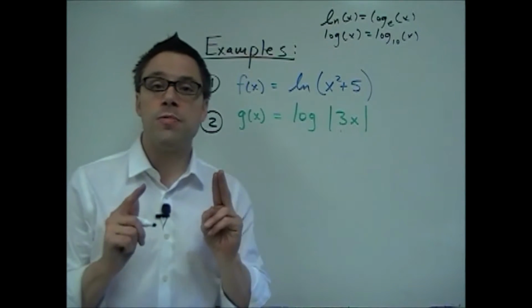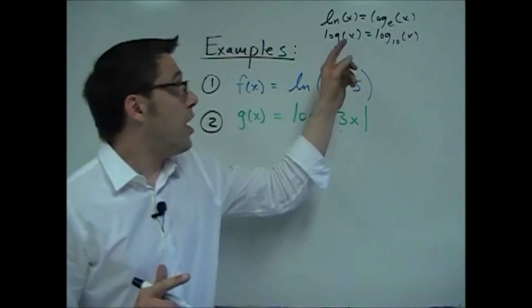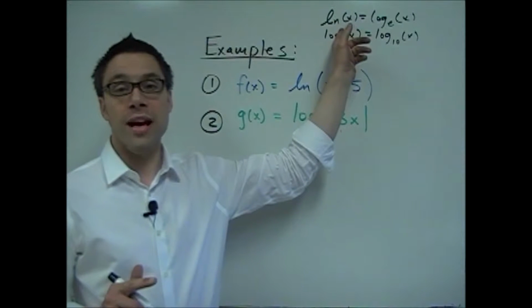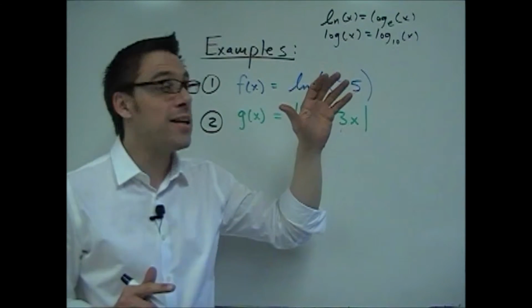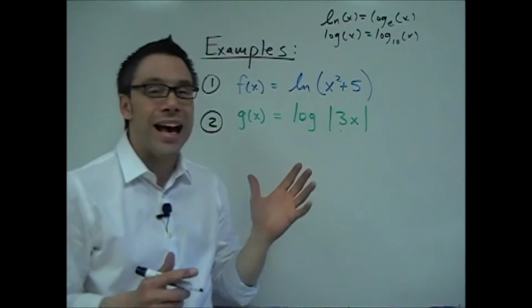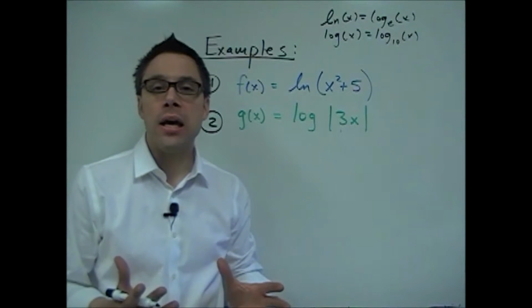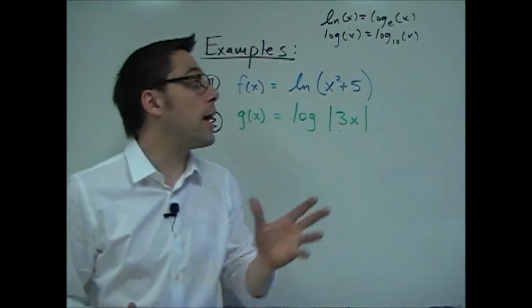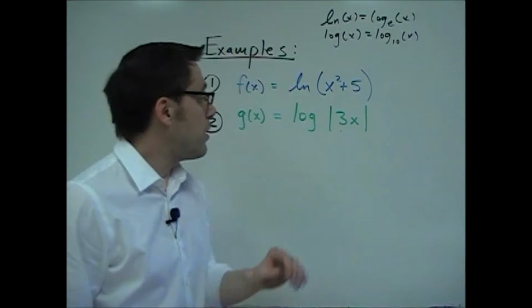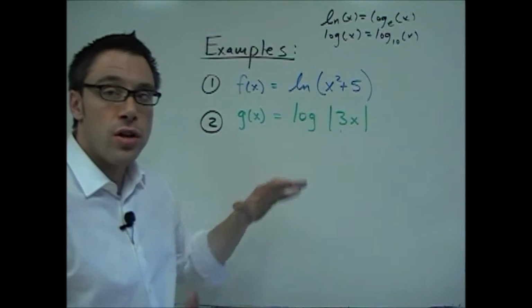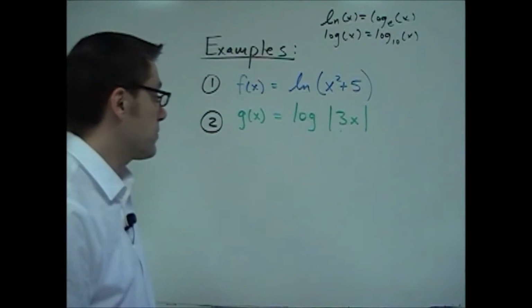Again, remember there are two special kinds of logarithms. One of them is log base e, which we call the natural logarithm, or ln. And the other one is, well, if we see log without anything written, then we assume that's logarithm base 10. Okay? So that means I've got logarithm base 10 here. So let's go ahead and compute the derivative of both of these.